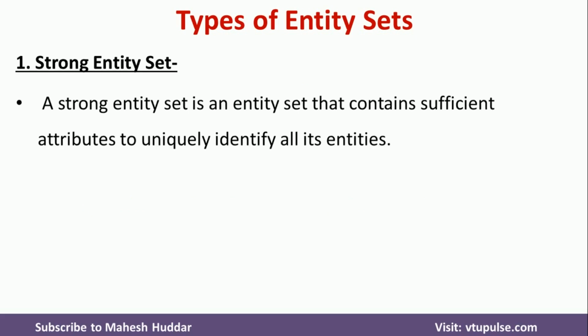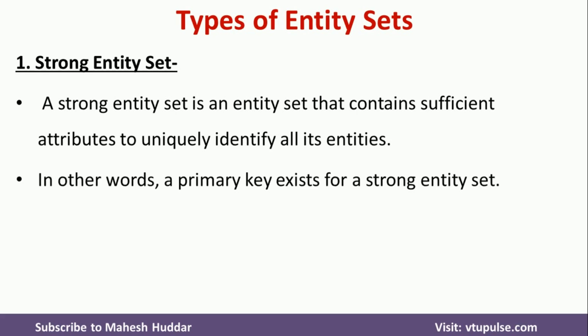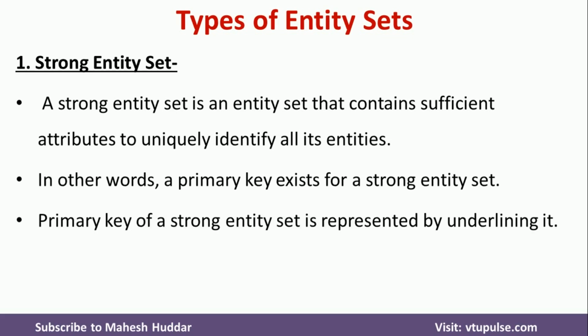A strong entity set is an entity set that contains sufficient attributes to uniquely identify all its entities. That means there exists at least one attribute which is used to uniquely identify all its entities or the rows. That attribute is called the primary key, or in other words, there exists a primary key in a strong entity set. The primary key of a strong entity set is represented by underlining it.